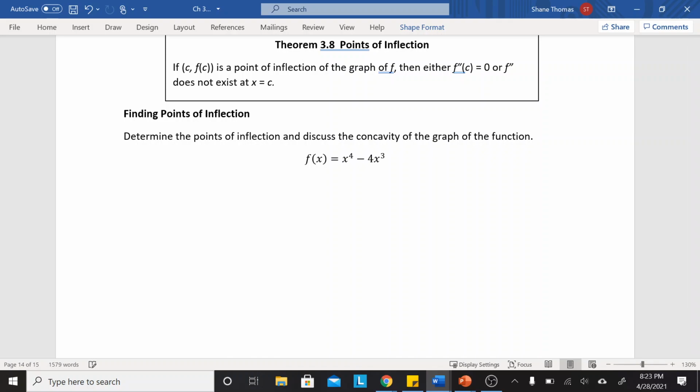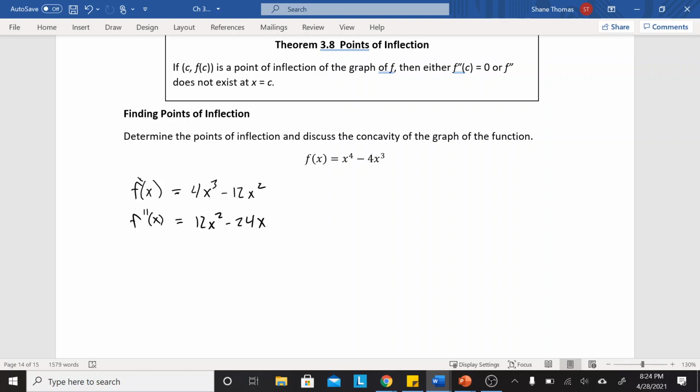So again, we're not really changing what we're doing. We're still checking for concavity here. All right, so f of x equals x to the fourth minus 4x to the third. F prime of x is going to be 4x to the third minus 12x squared. That's an easy one to differentiate. And then we'll go to f double prime. So f double prime of x is going to be 12x squared minus 24x.